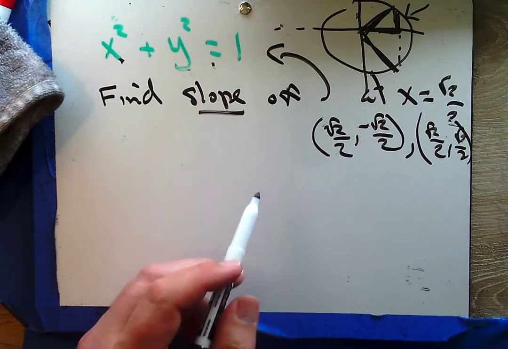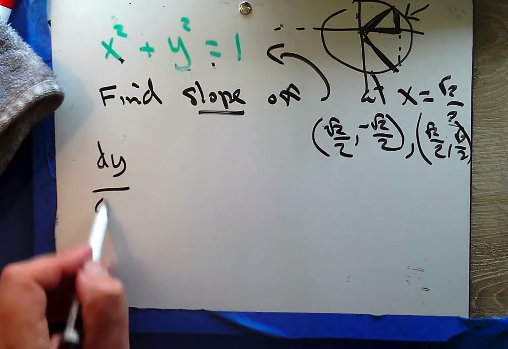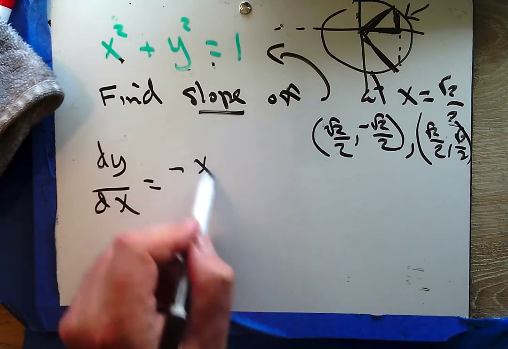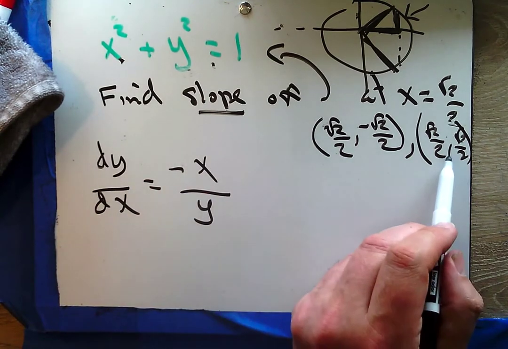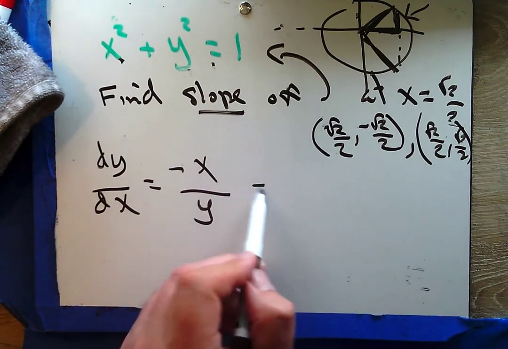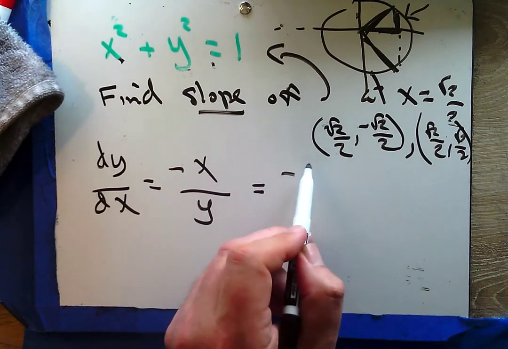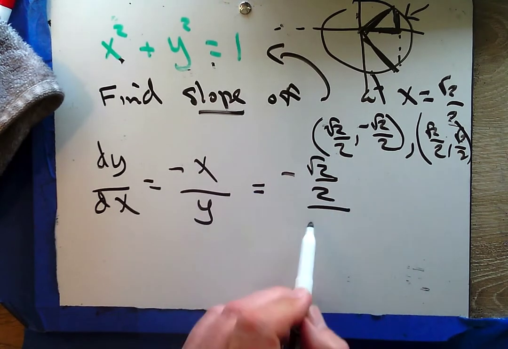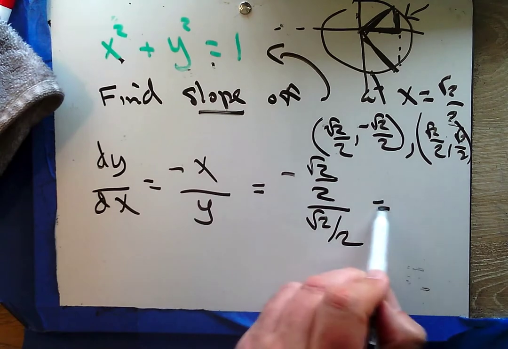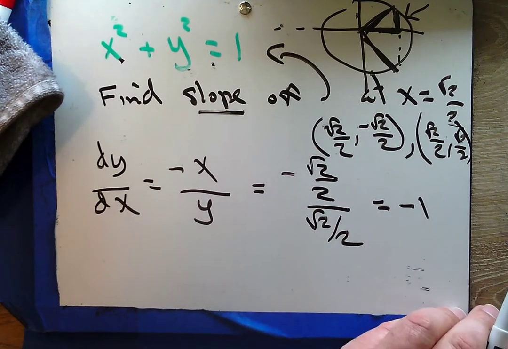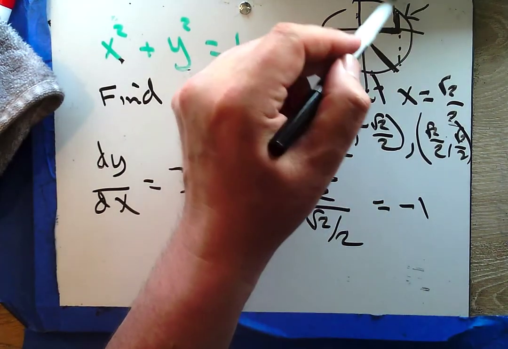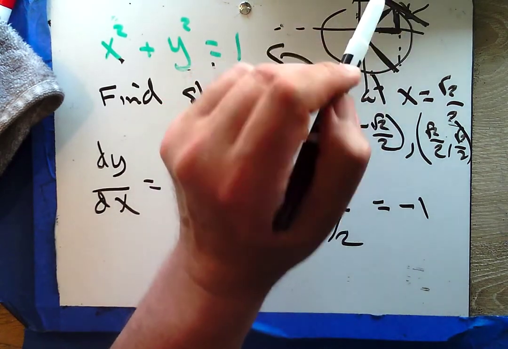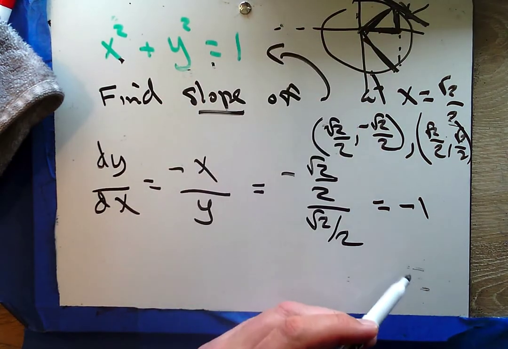So let's see what happens with plugging in this ordered pair into this dy dx. I get negative root 2 over 2 over root 2 over 2, and that's negative 1. So the slope at that point is negative 1. Yeah, I could buy that.